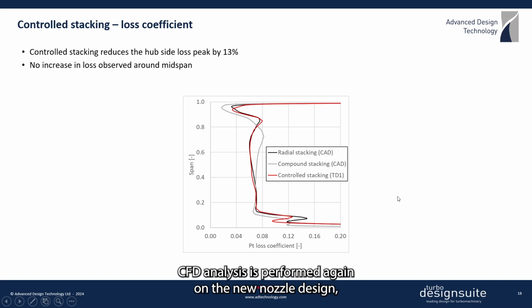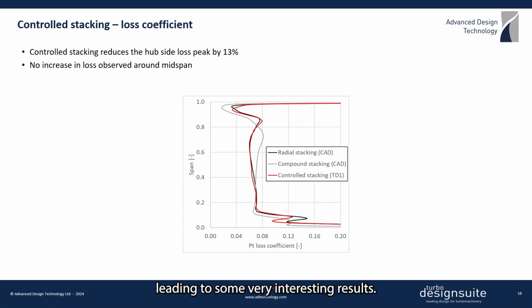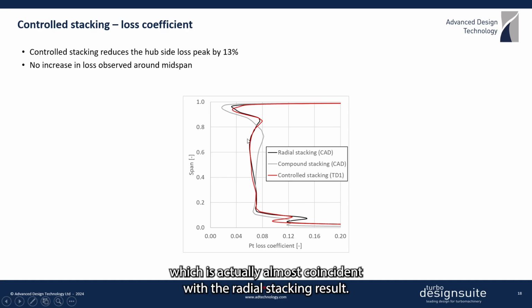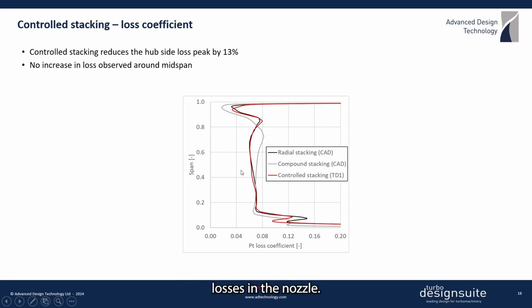And then CFD analysis is performed again on the new nozzle design, leading to some very interesting results. So in fact, the hub side loss peak is suppressed by about 13% as a result of the controlled stacking condition, close to what we had with compound stacking. But this time there is no increase in the mid-span loss, which is actually almost coincident with the radial stacking result, and this provides confirmation that this unique stacking method is actually able to cut down the overall losses in the nozzle.